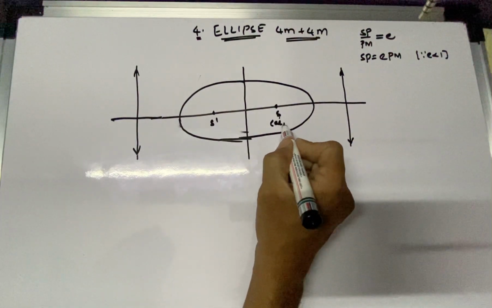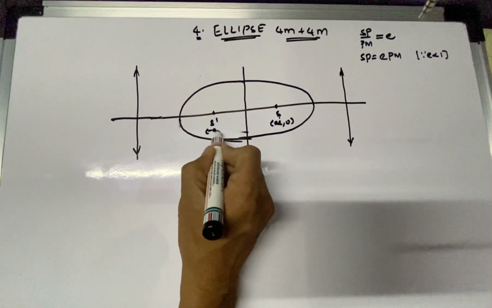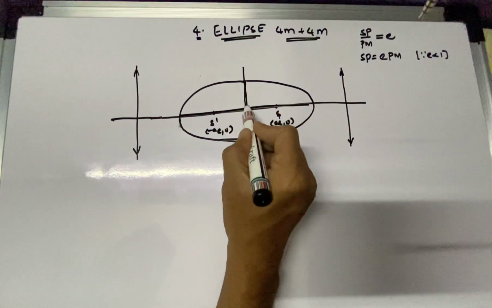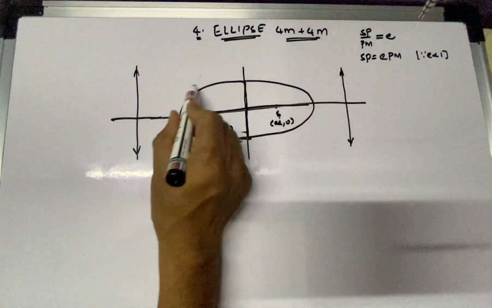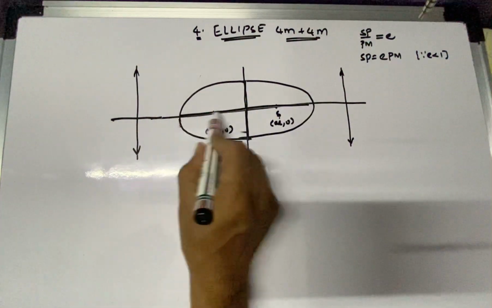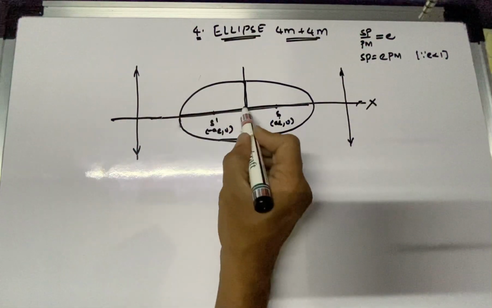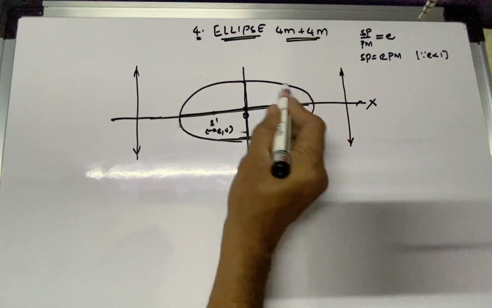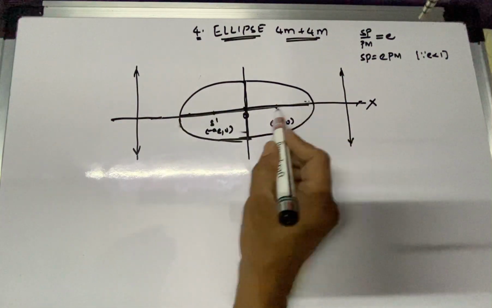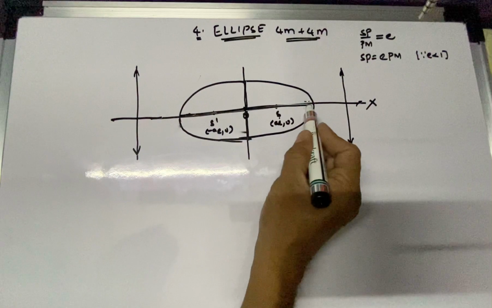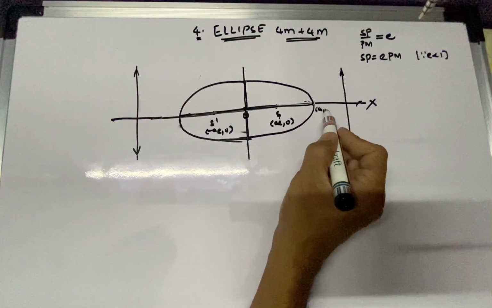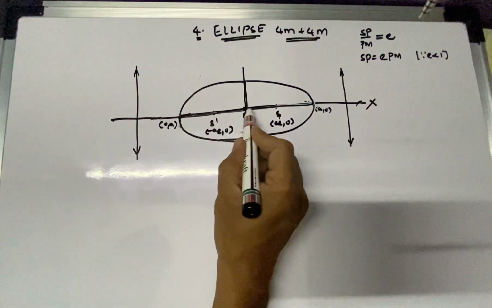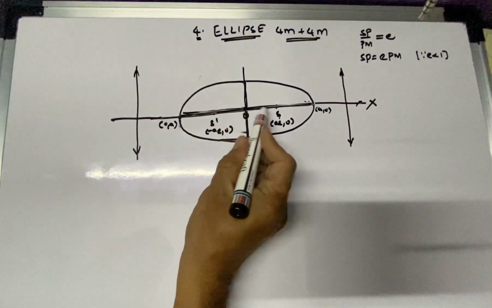This is AE comma 0, and this will be minus AE comma 0. This is the longest distance, and this is the shortest distance. If you are drawing the ellipse in this way, it uses the maximum of the x-axis. This is the x-axis, this is the origin 0 comma 0. If it uses the maximum distance of the x scale, we can say major axis. Suppose this is a comma 0, and this one is minus a comma 0.